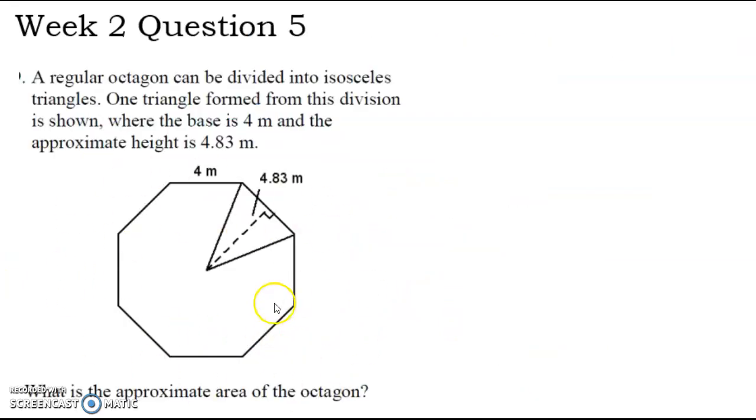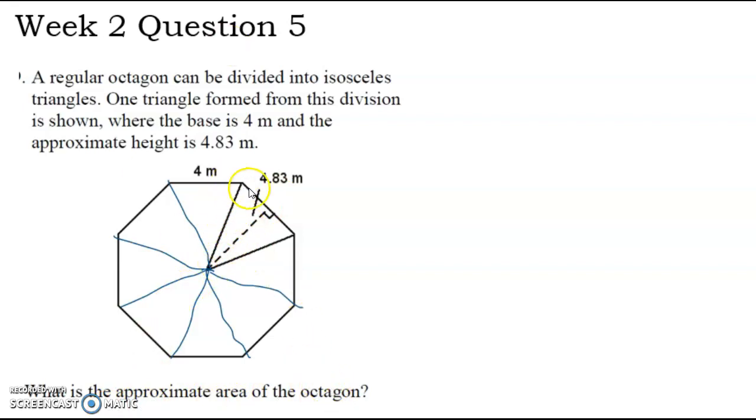This one looks a little crazy. I know it looks a little intimidating, but let's just go through it. A regular octagon can be divided into isosceles triangles. What that means is it already cut a triangle out like this. This is another one. This is another one. Sorry, my lines are not that straight. You get the idea. Basically it's saying that a bunch of triangles all pointing at each other make an octagon. One triangle formed from its division is shown. Again, it broke it down by one triangle. The base is 4 and the height is 4.83. What is the area of the octagon?